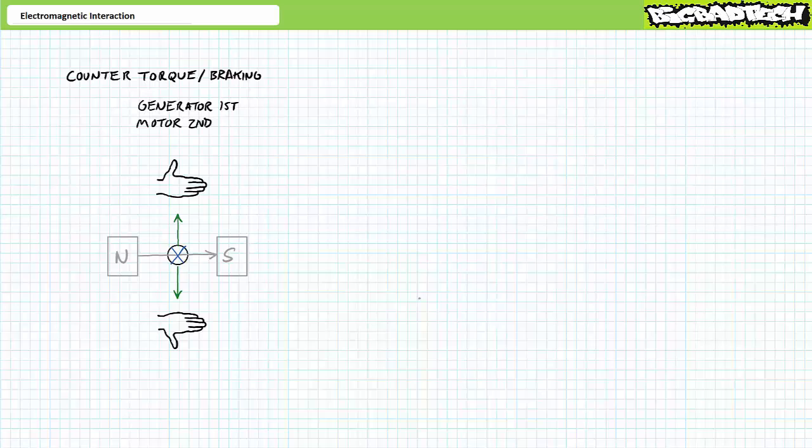For both CEMF and counter torque, it's important to remember and differentiate between cause and effect. A motor initiates movement because of current and magnetism. CEMF is secondary because induced movement interacts with existing magnetism to oppose initiating current. Similarly, a generator induces current because of movement and magnetism. Counter torque is secondary because induced current interacts with existing magnetism to oppose initiating movement.